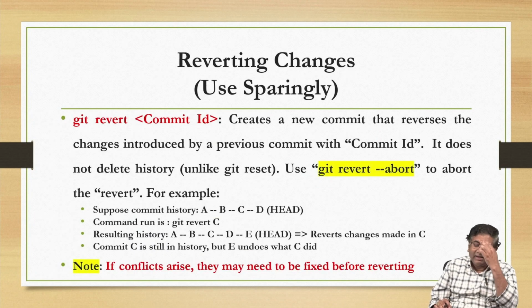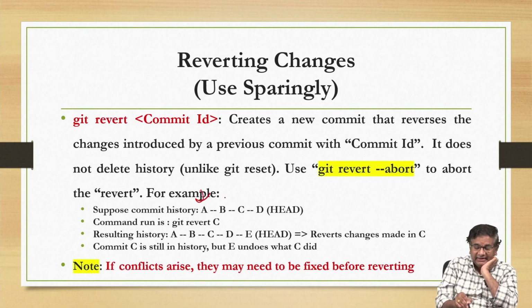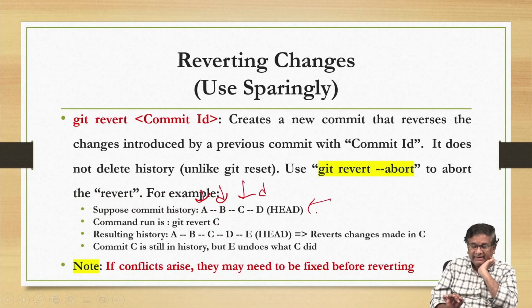Now, once it is committed, for example, there is commit A, then on top of that B is there, C is there, then D is there, right? Now our head pointer is at D. Head is basically a pointer at the commit ID, right? Now I want to go back to C.